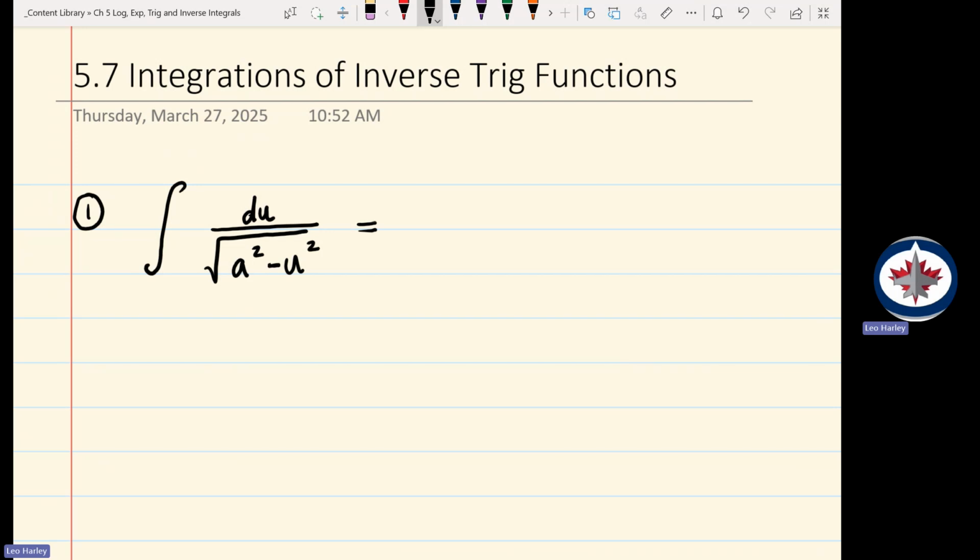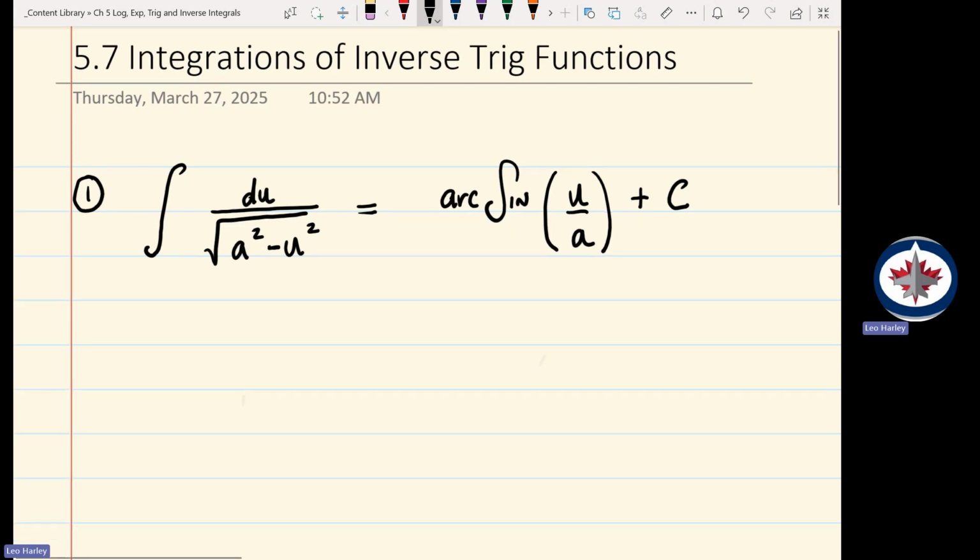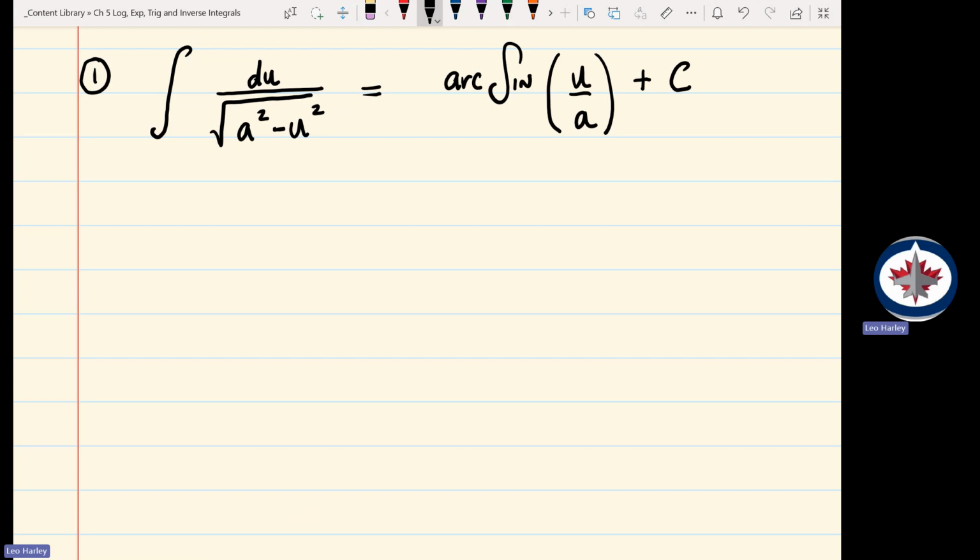The integral of this particular function is arc sine. So the integral is arc sine, and then inside, you've got u over a, plus c. So now you can integrate a rational function. Rational means it has a denominator. And you can do so using this technique, if it fits. Sometimes the fit can be a bit of a challenge.